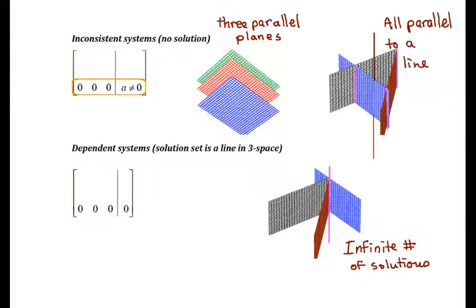And the way we recognize a dependent case from a matrix is that as we're trying to get it in row echelon form, we end up with a row of all zeros, including the number on the right also being a zero. So let's take a look at some systems of equations, make them into matrices, and start trying to solve them by Gaussian elimination in order to see what happens.